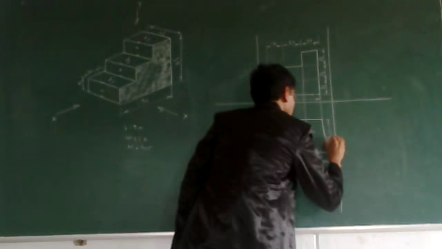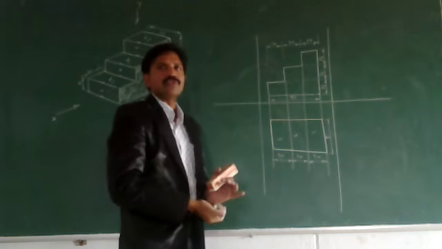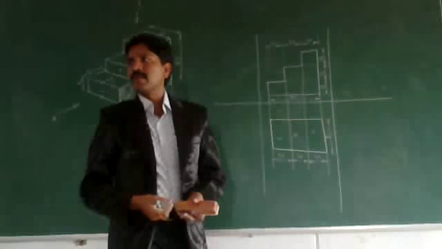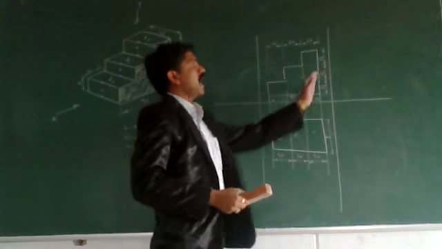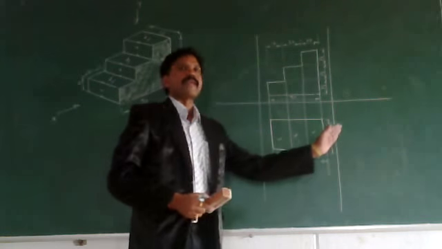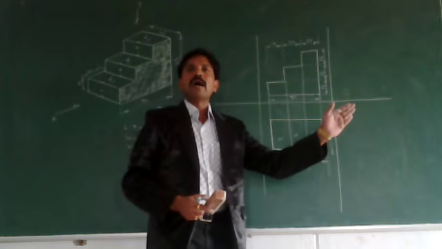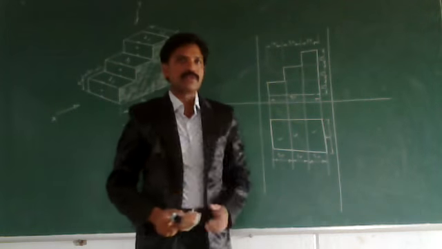See here, this dimension is 50. The width is 50. So here, getting the side view is very, very simple. The height is already projecting from the front view, and the width we are going to transfer by means of the radius method or by means of the angle method.